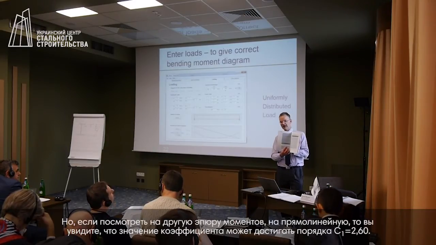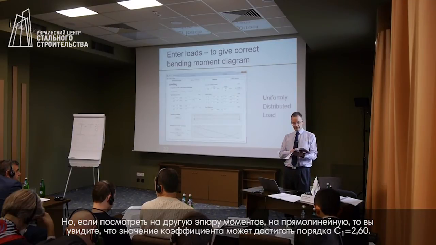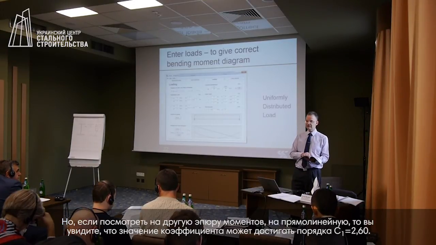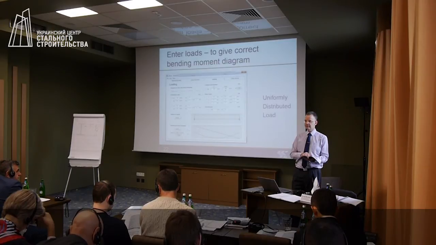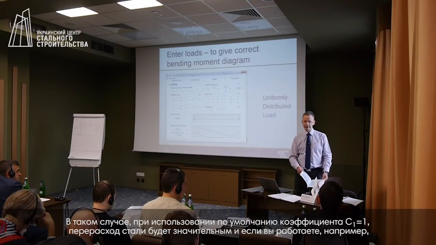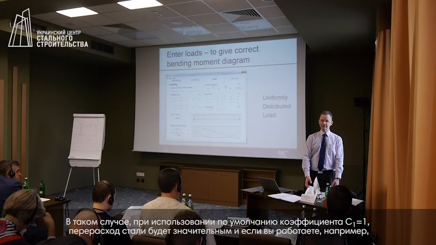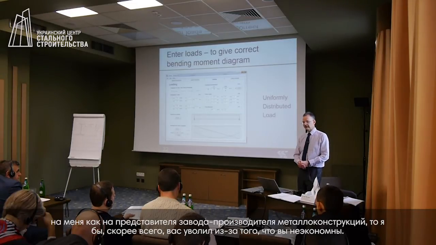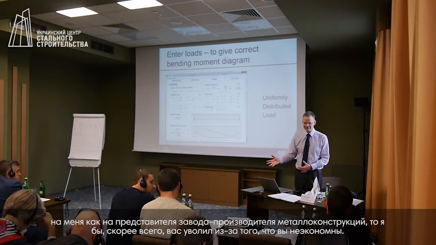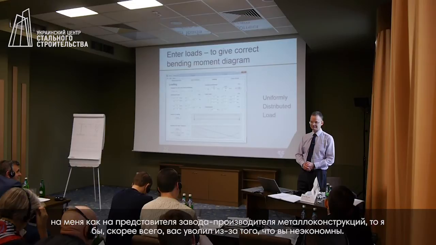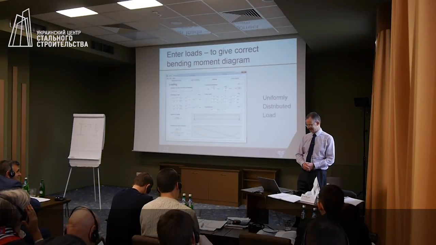However, if you look at the straight line bending moment diagrams, you will see that if you had a reversing bending moment diagram, then C1 might be as large as 2.76. In those circumstances, if you chose a C1 value of 1, you would be being very conservative. And if you worked for me as a steelwork fabricator, I would have to ask you to leave, because you would be being very uneconomic. Okay.